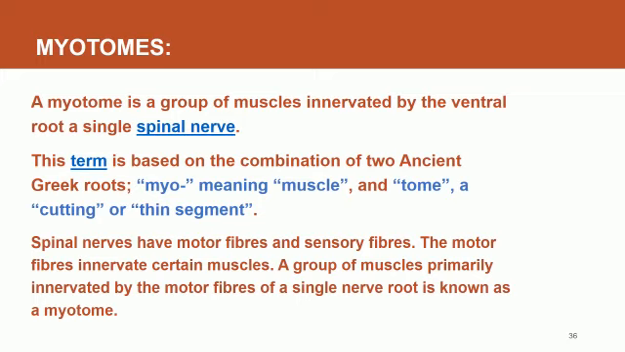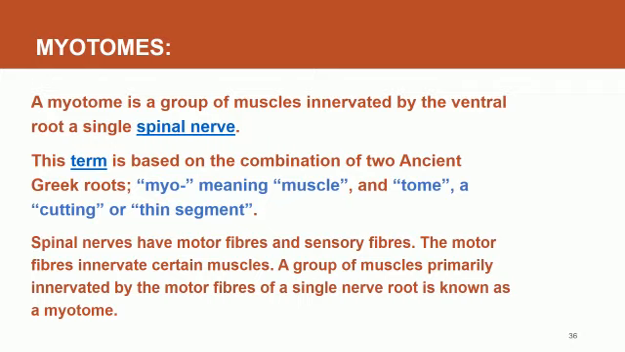As I told you earlier, spinal nerves have both motor fibers and sensory fibers. The motor fibers innervate certain muscles. A group of muscles innervated by the motor fibers of a single nerve root is known as a myotome.